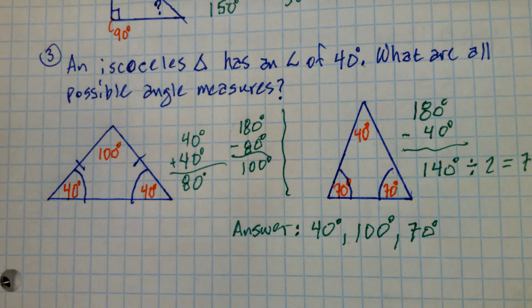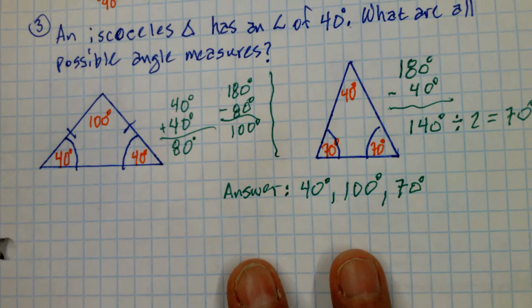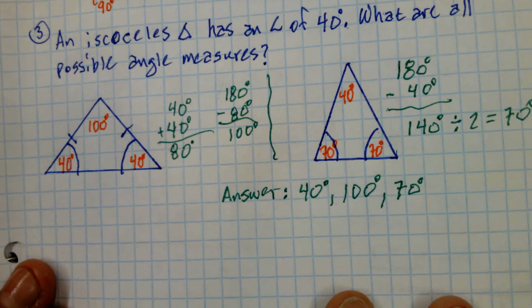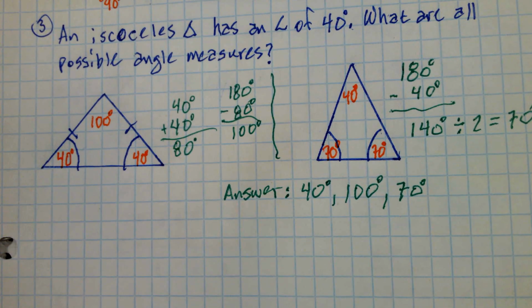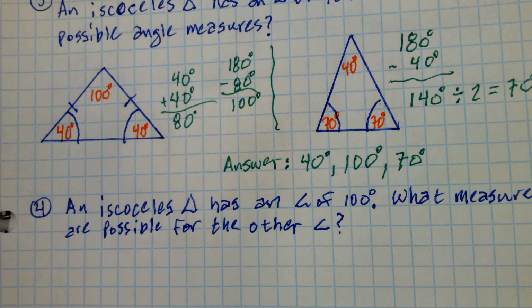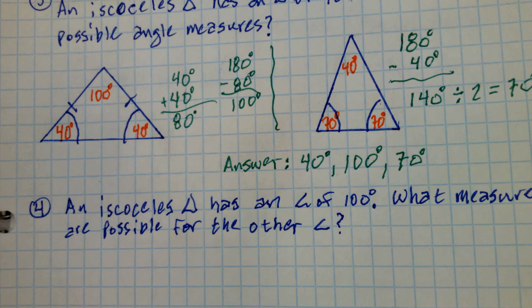Okay? All right. One last question. And it has to do with isosceles triangles again. Okay, you guys ready? 10 seconds. Okay. So I'll let you write that down. An isosceles triangle has an angle of 100 degrees. What measures are possible for the other angles? I want you to think, there's only going to be one way to draw this triangle.